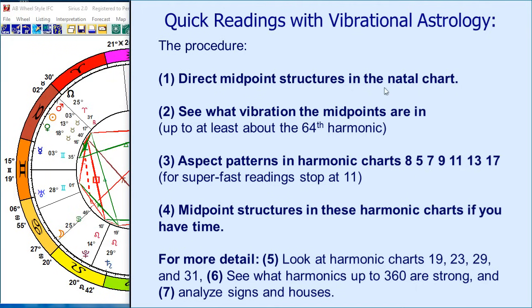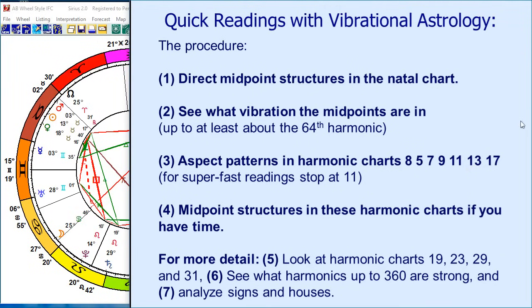in. And then step 3 is we analyze harmonic charts 8, 5, 7, 9, 11, 13, and 17. If we don't have time, you can stop at 11. Or you could stop at 9. Better yet, to be able to get up to at least 11 to make sure you've gotten the really basic important things in the person's life.